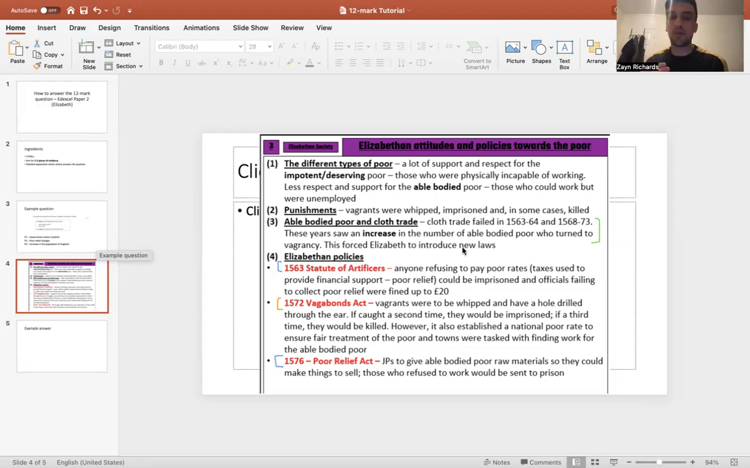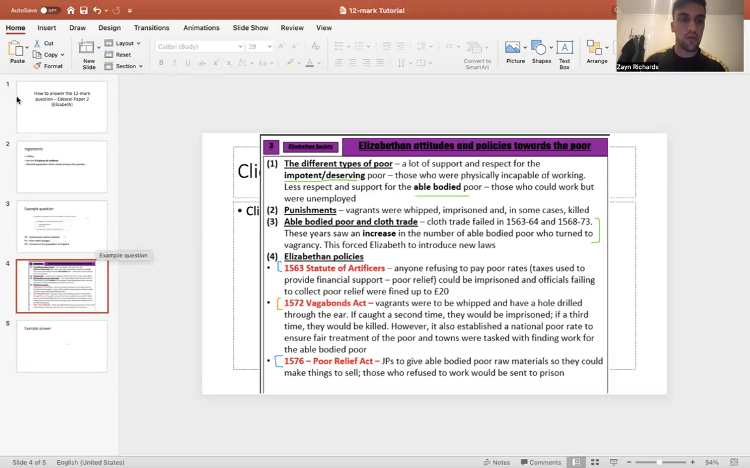It also leads to a need for a distinction between different types of poor. So I would probably link in the impotent and deserving poor versus the able-bodied poor. So the deserving poor, the people who actually need the help, versus the undeserving poor, those who could work but who are unemployed.